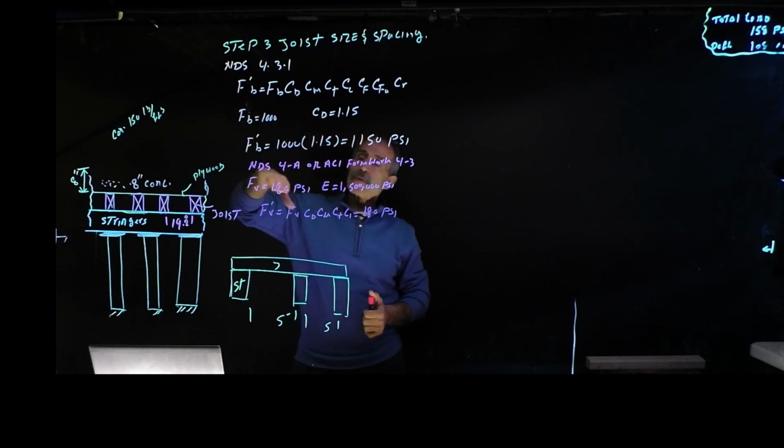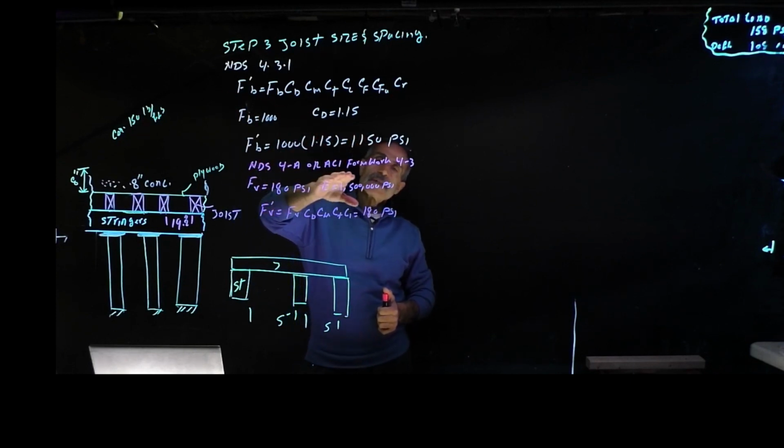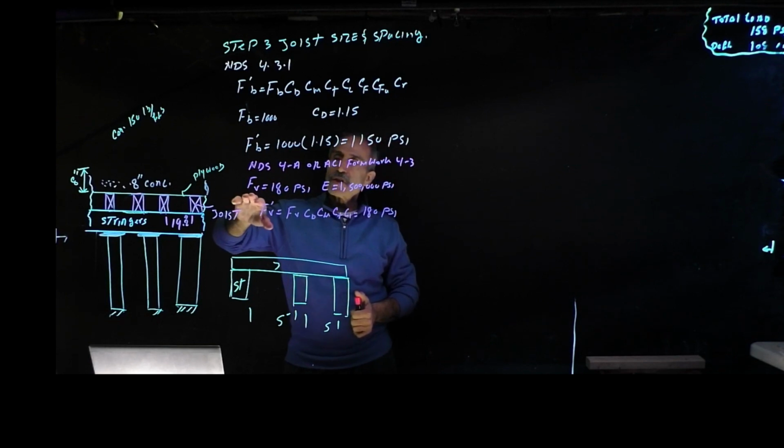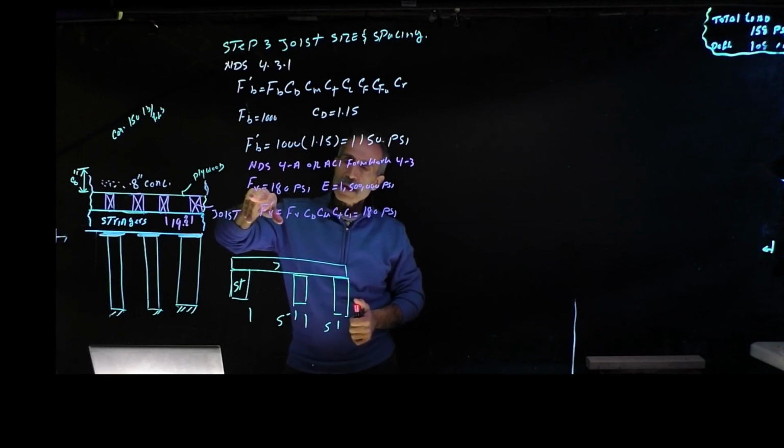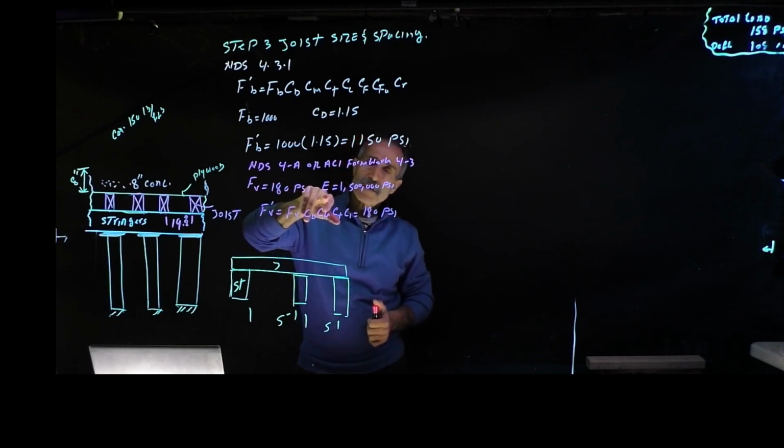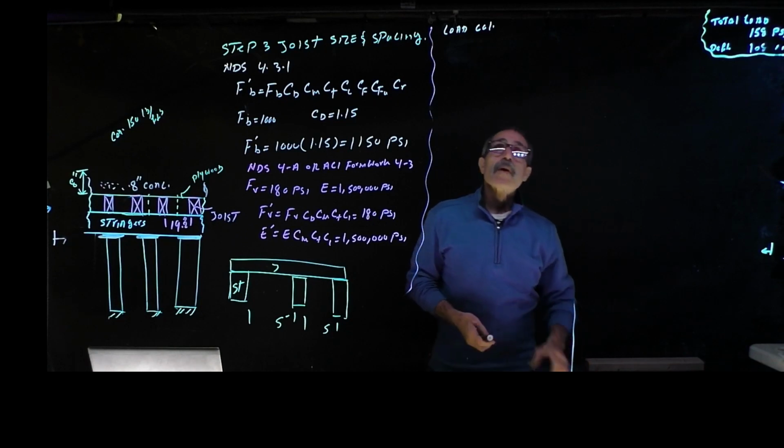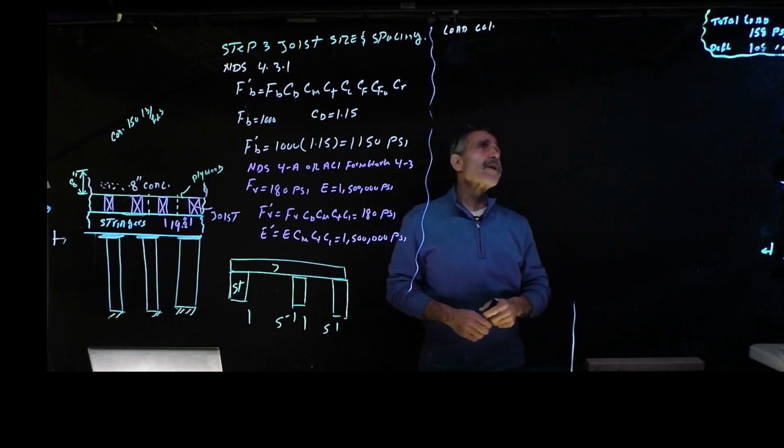So now going back to NDS table 4A or ACI formwork 4.3, the shear stress is going to be 180 psi. Modulus of elasticity is going to be 1,500,000 psi. Okay, so we're going to go ahead and do the load calculation.